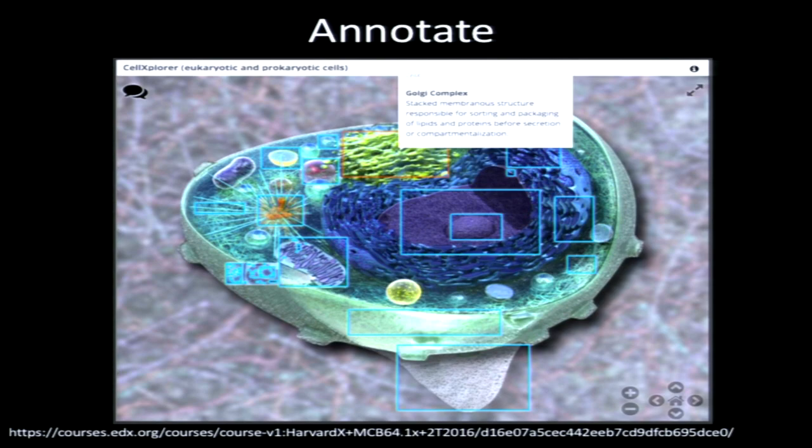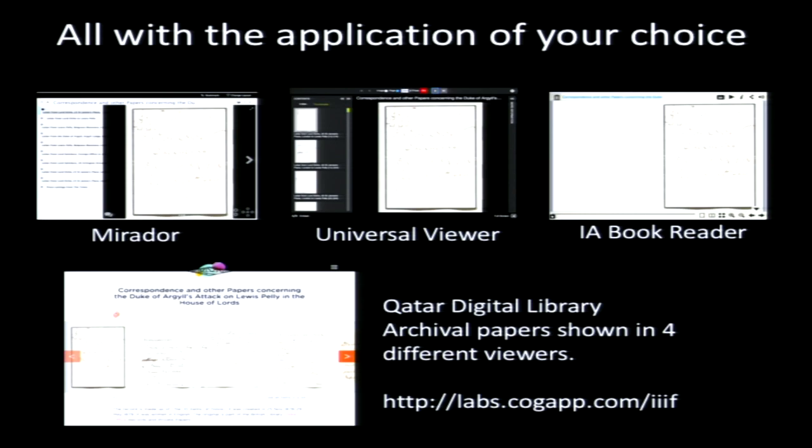In this case, this is an image of a cell that was produced for the HarvardX course on cellular biology. And the courses and curators, and you'll see more about this later this week, actually went through this handcrafted image, produced highly detailed annotations, and in a side panel give you details about what the cellular structures are that you're looking at. What if you could deliver image-based resources not from the application or the viewer that was attached to a given website, but one of your choice?